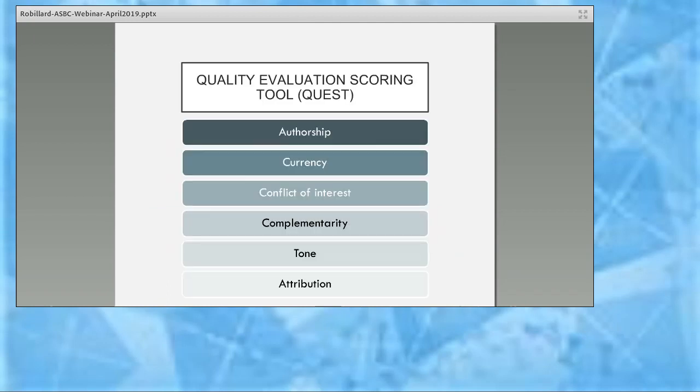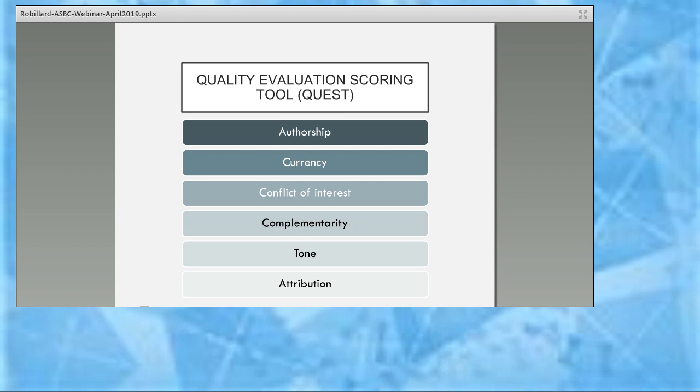And so we were interested in measuring the quality of the resources that people look at when they go online. And so we developed a tool to do that. It's called the Quest for Quality Evaluation Scoring Tool. And it looks at 6 criteria that are listed on the slide, but I'll go into each of these one by one. So just as an overview, the 6 criteria is authorship, currency, conflict of interest, complementarity, tone, and attribution.